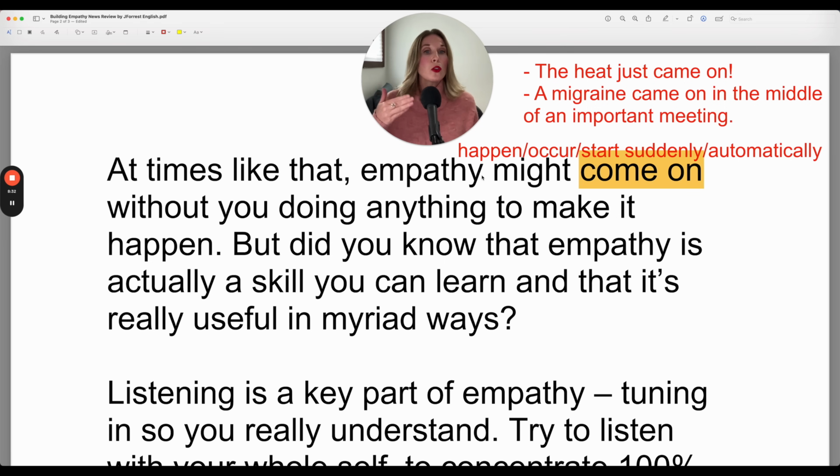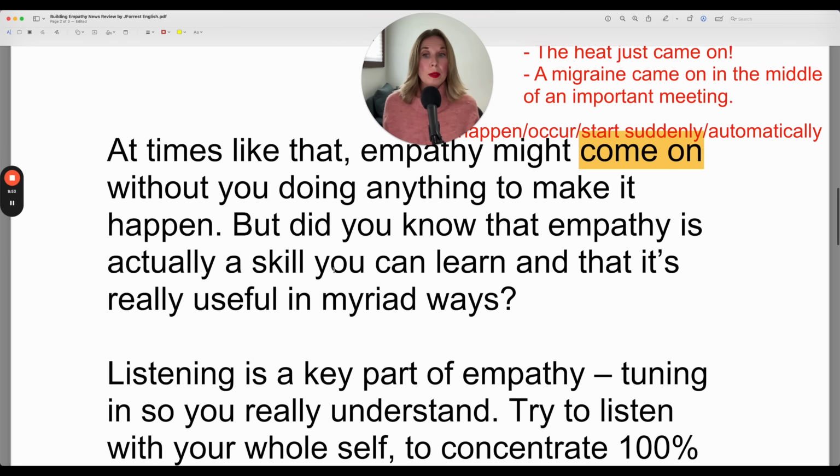So it can be used for an emotion. You can feel a certain emotion suddenly and automatically, something like heat, or something like an illness or symptom like a migraine. So in this case, empathy might come on, happen, without you doing anything to make it happen.